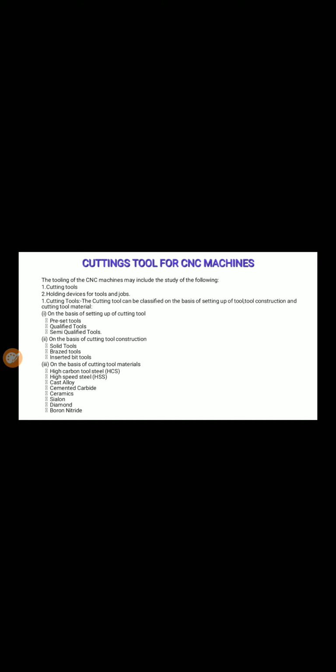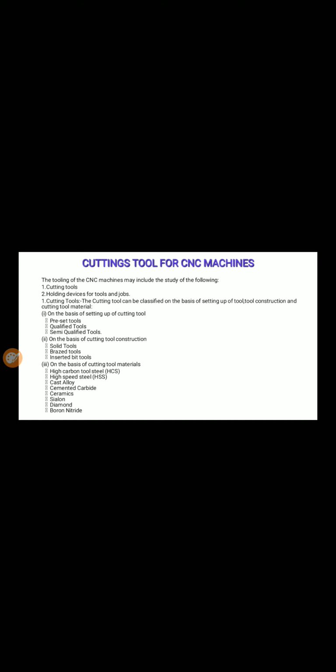The cutting tool can be classified. What are the bases of classification? First, on the basis of the setting up of the cutting tool, we have three types: preset tools, qualified tools, and semi-qualified tools. Second, on the basis of the cutting tool construction: solid tools, brazed tools, and inserted bit tools.